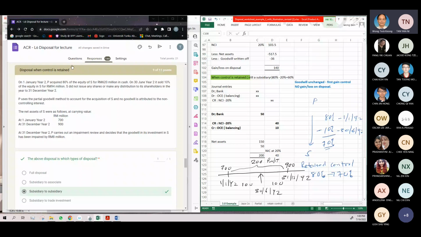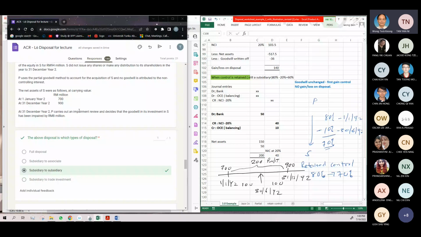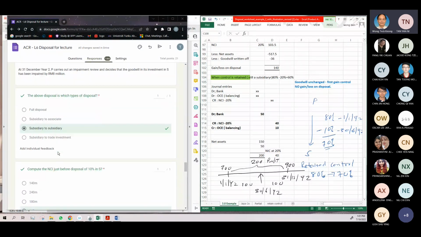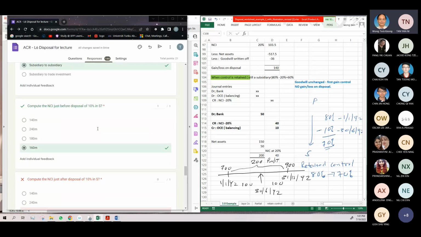So now we go to here. They said no impairment and then decided that investment S has been impaired by 8 million. This is at year end, the impairment of 8 million. So the disposal type: subsidiary, yes, retain control, subsidiary. Compute NCI, 10% of NCI, how much?